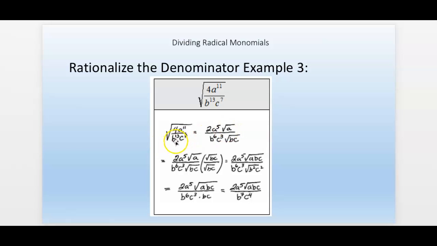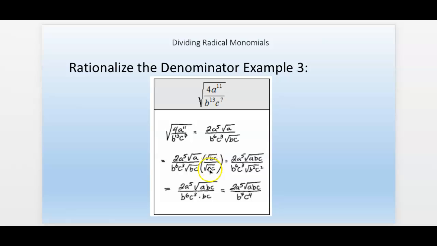All right, on the bottom here, b to the 13th, I can take out 12. 12 is a perfect square. Outside, it becomes b to the 6th. And c to the 7th, I can take out 6 of them. Outside, it becomes c to the 3rd, c cubed. All right, I leave 1 b and 1 c inside. But we got to get rid of that, the square root of bc. That's what we got to get rid of.